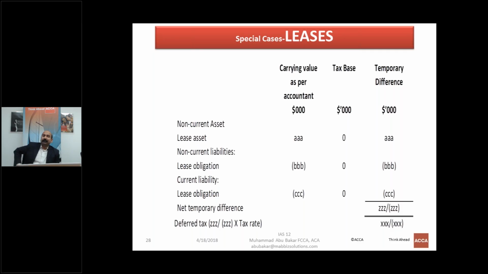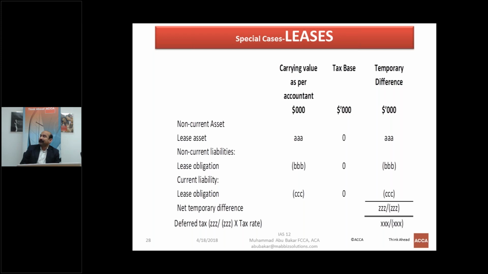Accordingly, because they are allowing you the lease installment as a rent expense whenever you pay, they do not recognize these liabilities as well. So from the tax point of view, the tax base of the lease asset and the lease obligation will be 0.